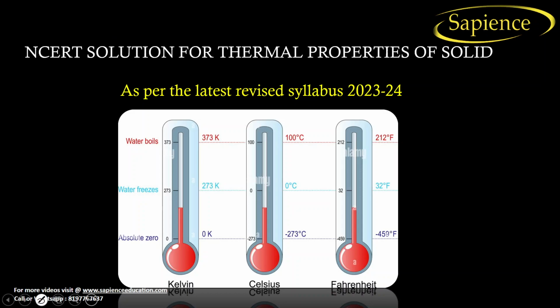So today I am going to solve an NCERT question for thermal properties of the matter. Ten point one: the triple points of neon and carbon dioxide are 24.57 Kelvin and 216.55 Kelvin respectively. Express this temperature in degrees Celsius and Fahrenheit.